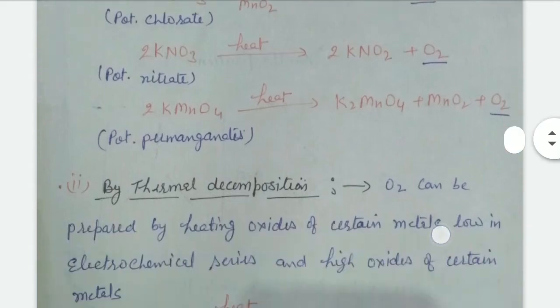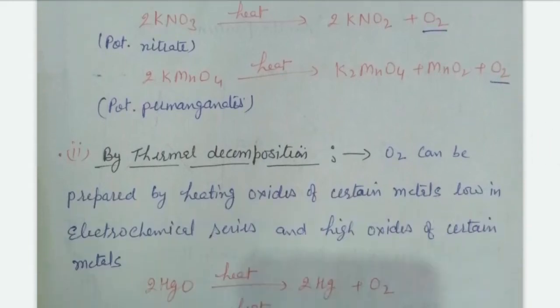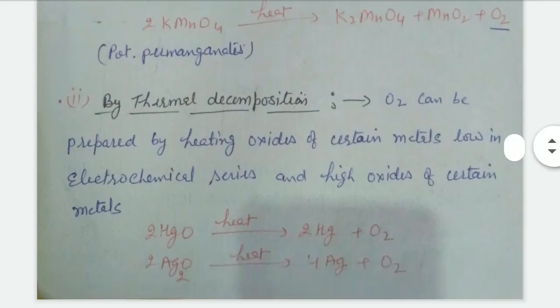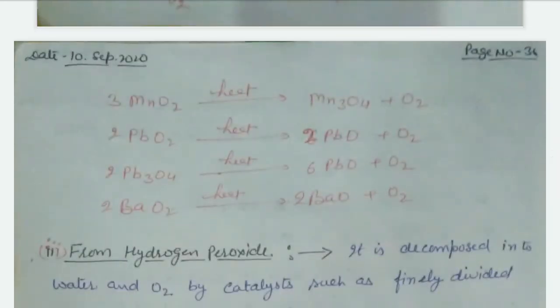Second, it can also be prepared by thermal decomposition. In thermal decomposition, certain metal oxides are heated to form dioxygen. Like this, mercuric oxide and silver oxide heated form dioxygen. Manganese oxide and lead oxide heated also form dioxygen. These are some common examples of oxides that are heated to form dioxygen.